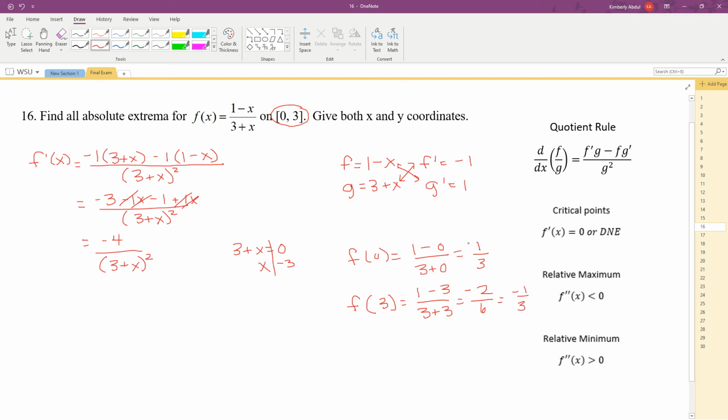So you can see that this number is the biggest number between these. So this is going to be our absolute max on this interval. And then this one right here is smaller, so it's going to be our absolute minimum. So whenever you're trying to find the absolute extrema, you first need to figure out if there's any critical points that you need to consider. And then you always consider also the endpoints of your domain.